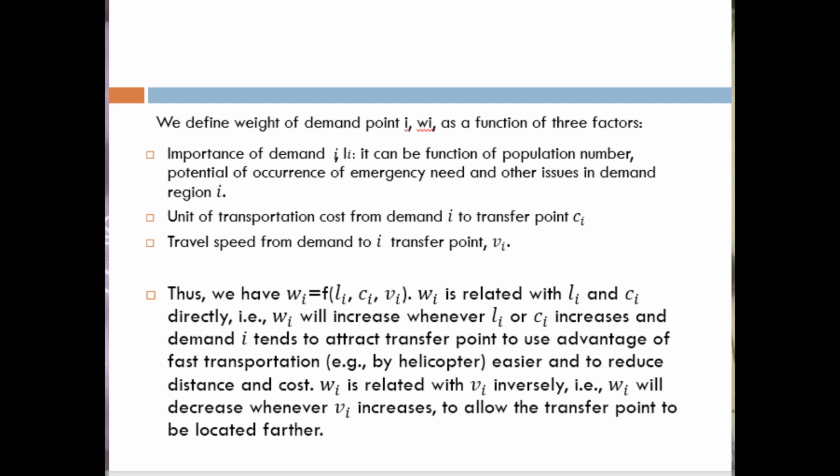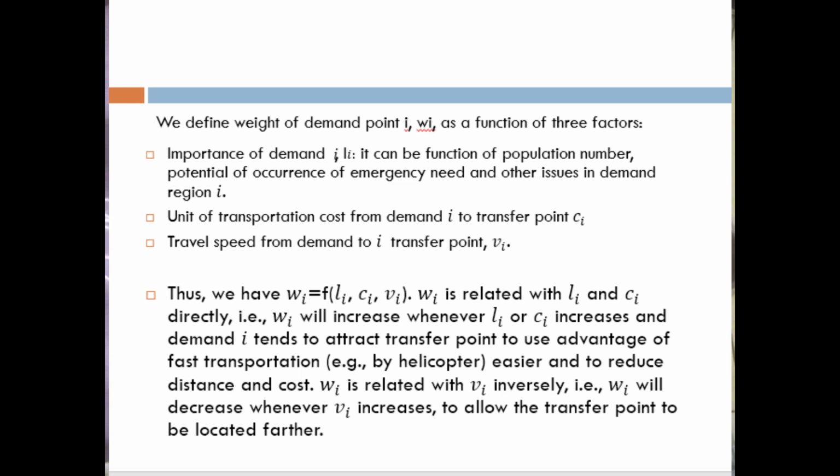Importance of demand i, I sub i, can be a function of population number, potential of occurrence of emergency need, and other issues of demand region i. Unit of transportation cost from demand i to the transfer point, C sub i. Travel speed from demand i to the transfer point, V sub i.